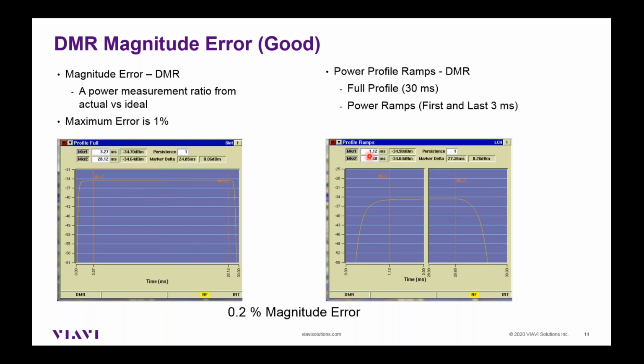There's a power profile ramp graphic that shows the first 3 milliseconds of the power ramp up, which is over here. It's like a magnified version of the first 3 milliseconds of the full power profile. And it shows the last 3 milliseconds of the ramp down. So the ramp up and the ramp down should appear within the window. If it were to drop down outside of the window or come up outside of the window, then the power is actually in a different time slot, and that can be an issue.